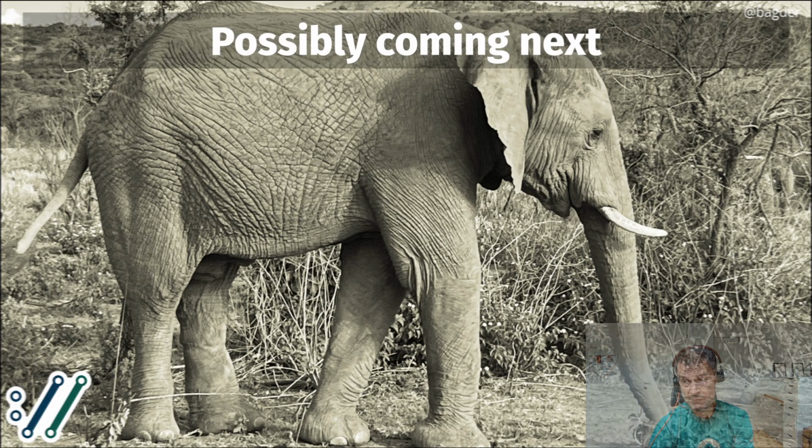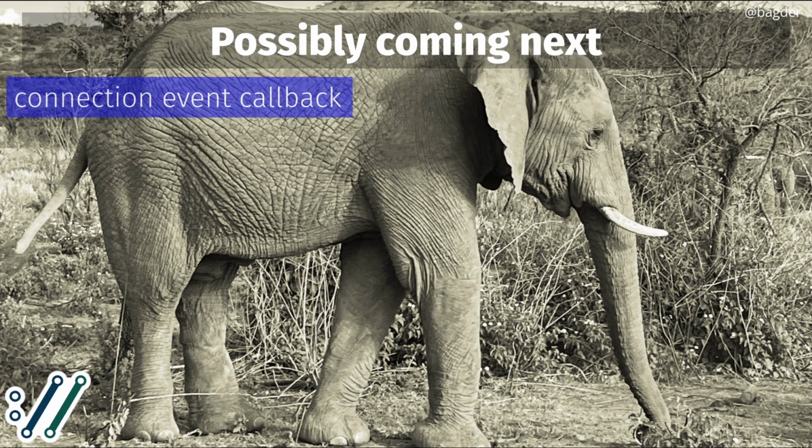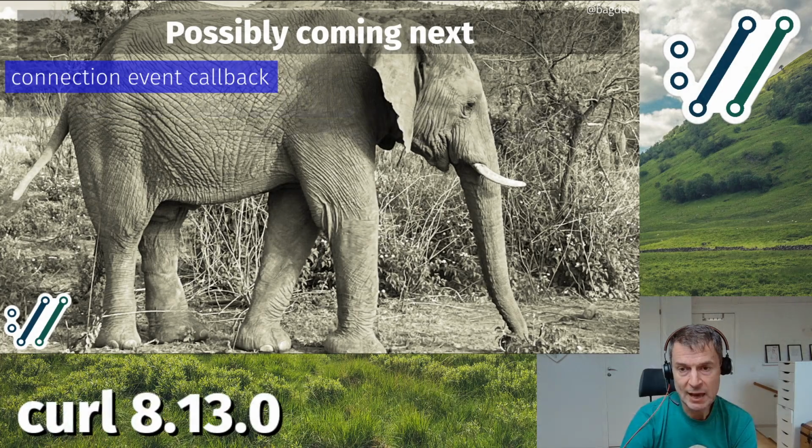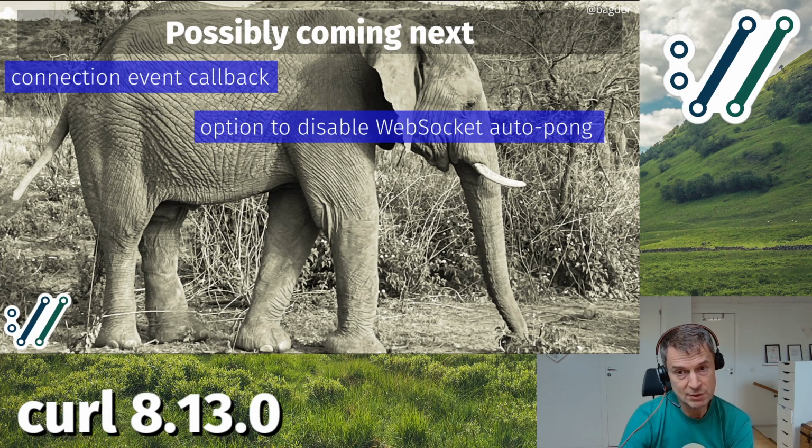So we have a few things that we might be doing next. We have a connection event callback suggestion that has been lingering in GitHub for a while. That might be coming. We have an option to disable the WebSocket autopong. I think this is coming. Pretty much leaving it to you as an application author to do the pong when you're writing a WebSocket client.